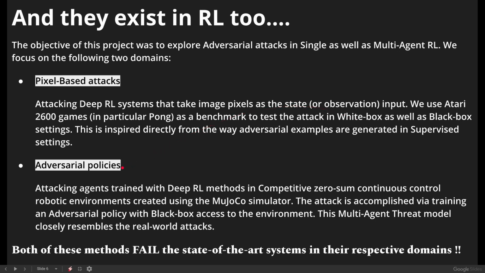The second is the adversarial policy. This type of attack closely resembles the way an attack would be carried out in real world situations. Here we train an adversarial policy in competitive zero-sum continuous control and robotic environments created from the MuJoCo simulator. The attack is accomplished by training an adversarial policy with black box access to the environment. And as we will see, both of these methods fool the state-of-the-art systems in their respective domains.